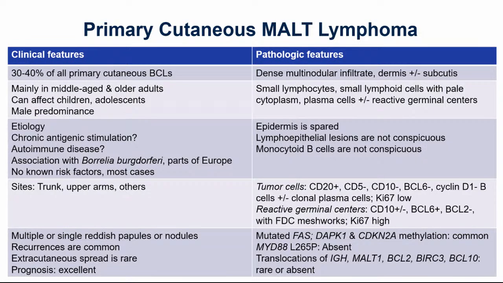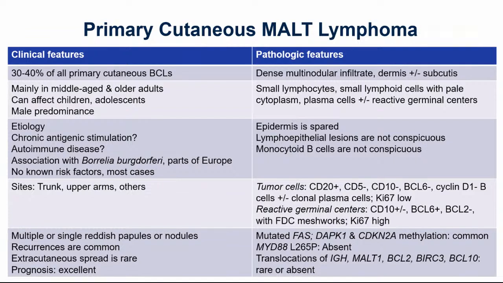The etiology is not really certain. Possibilities of some sort of chronic antigenic stimulation have been raised. Possible underlying autoimmune disease has been suggested. In parts of Europe, there have been reports of underlying infection with Borrelia burgdorferi, but in the United States, that does not seem to be a factor. But there are no known specific risk factors in the vast majority of cases.